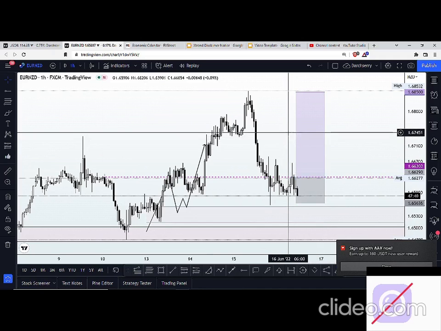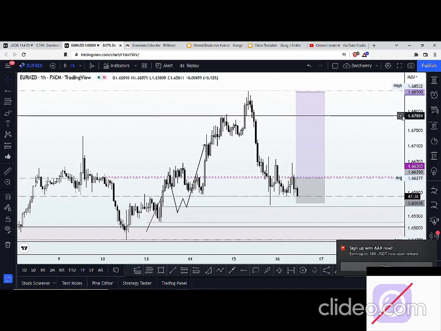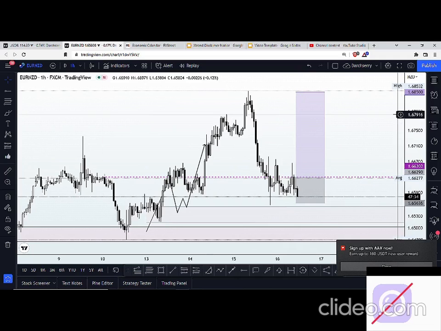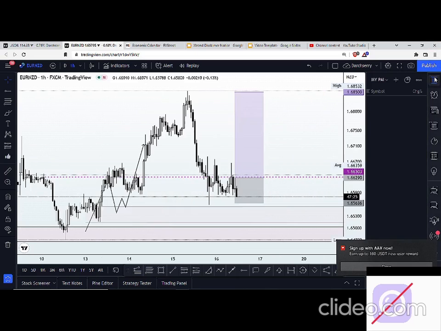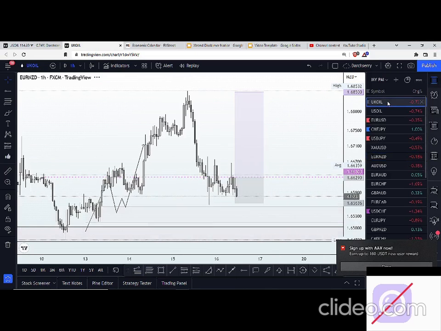The usual pair and commodity, which is the US oil, I guess. I think we started with US oil yesterday. Okay, it was the UK oil we started with yesterday. So let's dive into the chart and let's see what's happening on the UK oil.